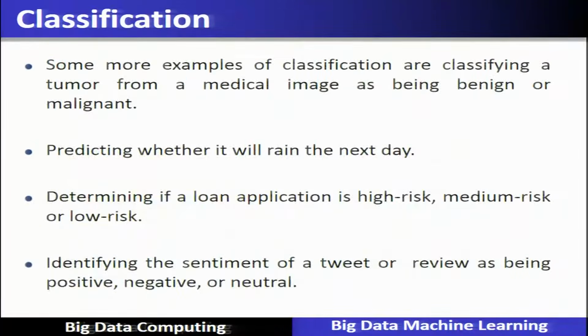Some other examples of classification are classifying a tumor from a medical image as being benign or malignant. Predicting whether it will rain the next day is also a classification problem. That means it is predicting whether it will rain or not rain, so this becomes a binary classification problem.